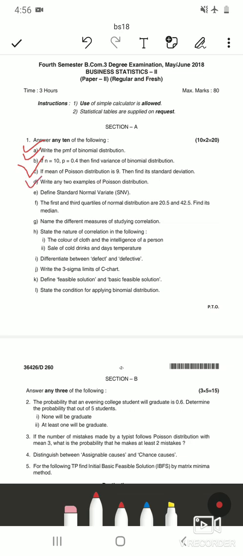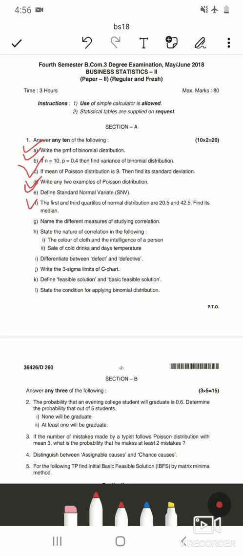The next question is: write any 2 examples of Poisson distribution. Even this I had explained in the first class of Poisson distribution. You can write number of typing mistakes in a page, or number of accidents on a particular road on a particular day. There are so many examples. Writing 2 examples would be sufficient if they have not mentioned otherwise. If they have stated just write examples of Poisson distribution, then writing 2 is sufficient. The next question is: define standard normal variate, again the same question.